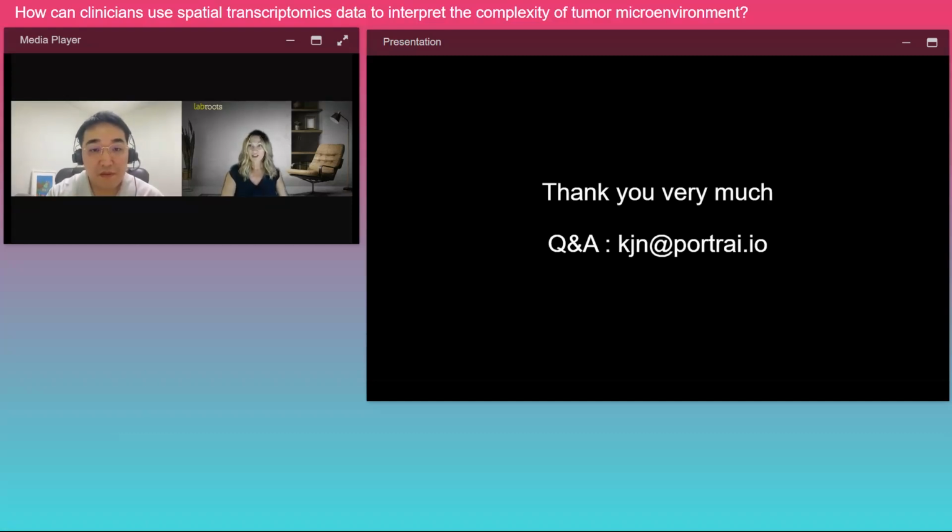Our next question. Do you see more rapid adoption of spatial transcriptomics in clinical settings than other technologies like single-cell RNA-seq, for example? Well, it is very hard to say because both single-cell RNA sequencing data and the spatial transcriptomics data are such expensive experiments in clinical settings. So patients have to pay a lot of money for this experiment.